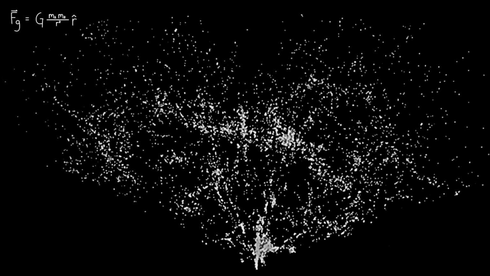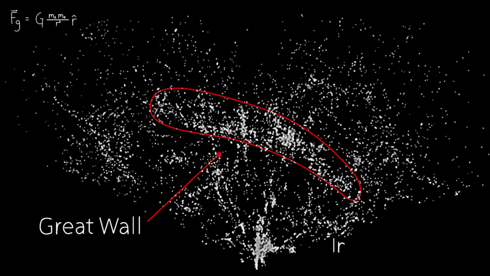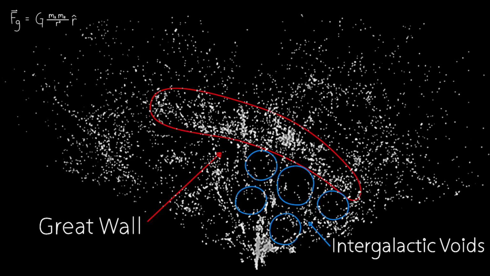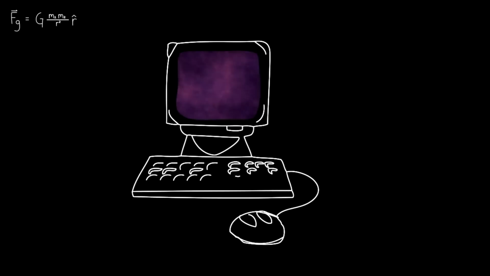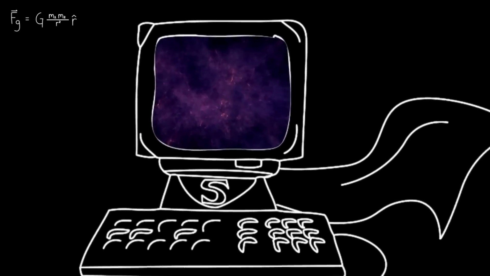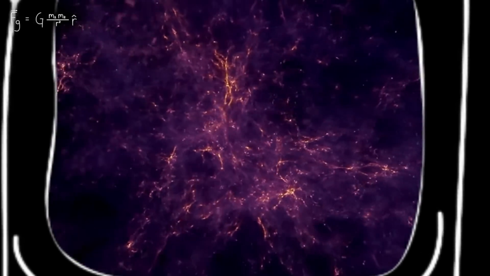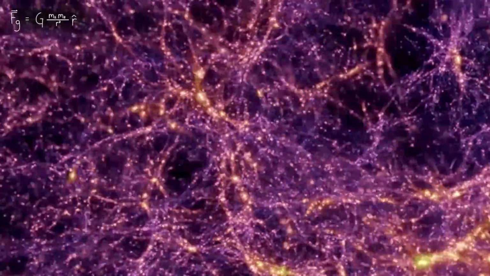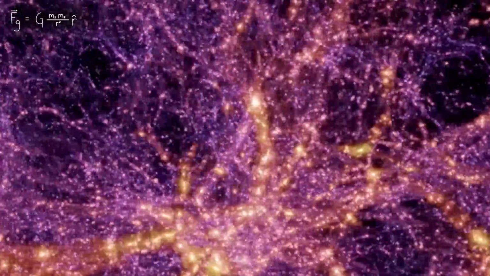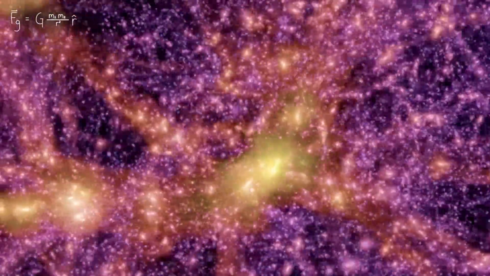Fair enough. When we do look at things on that scale, where individual galaxies become just dots, we can see massive structures of galaxies, like this great wall here, or these empty intergalactic voids. In recent years, supercomputers have become powerful enough to simulate the formation of such structures in our universe. Here you can see the result of one such simulation, with each speck of light representing a galaxy worth of stars or dark matter. Using Newton's law of gravity, superclusters of galaxies and intergalactic voids appear naturally.